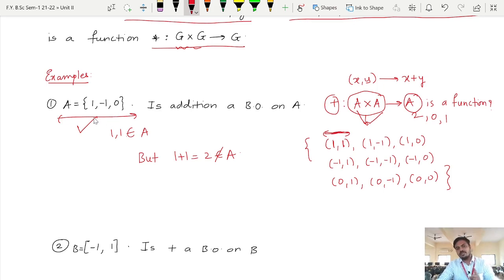And note one thing, we can repeat the elements of a set. The set contains 1, minus 1 and 0, so I can take 1 two times, as you can see here. If I take 1 and 1 from the set A, 1 plus 1 is 2, which is not there in A. Thus I will say that addition is not a binary operation on A.